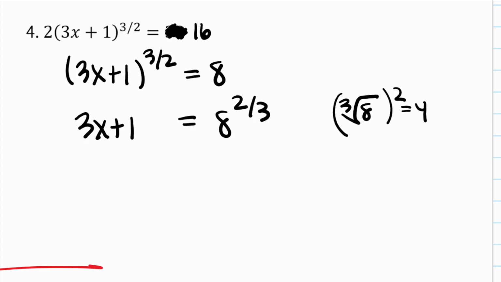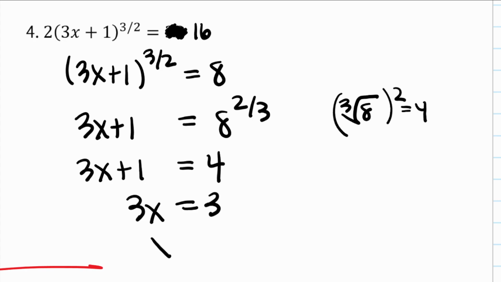And this is going to actually work out, so 3x plus 1 is equal to 4, and 3x equals 3, x is equal to 1. Now thinking about what I did here, I took both sides to the 2/3 power. So I squared both sides and then took the cube root of both sides. Okay, so I don't need a plus minus, but I do need to check my answer. So x equals 1. 2 times 4 to the 3/2, yeah, that's 2 times 8, that's 16, so that one worked out.